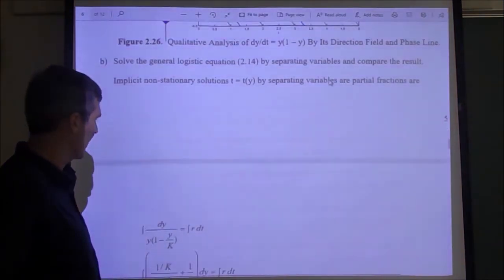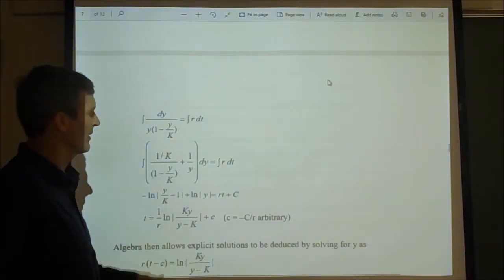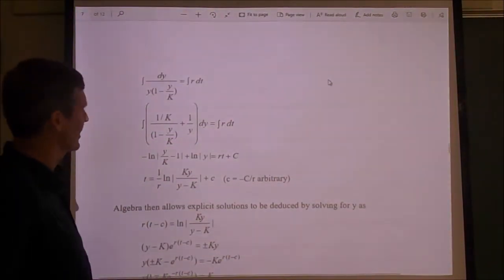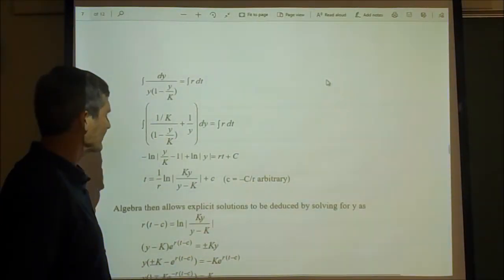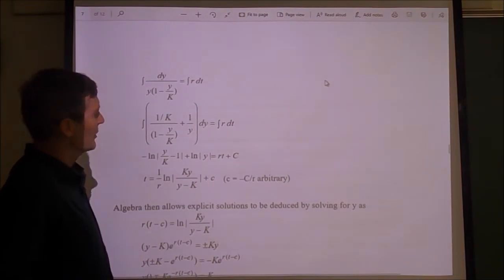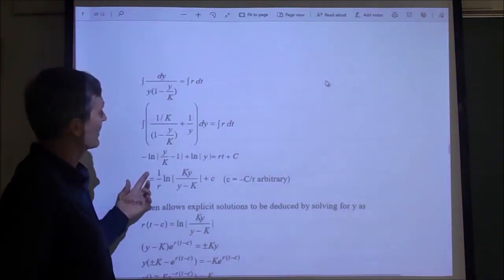Now you get the idea that for hard problems where you couldn't separate variables or solve as a linear equation or use a substitution, any of those methods we did, you can still qualitatively look at solutions. This one's kind of hard actually.